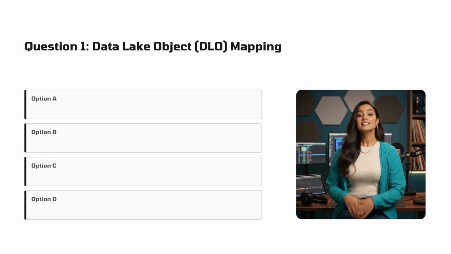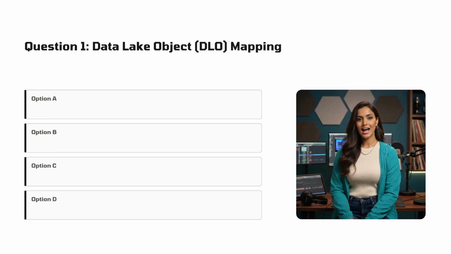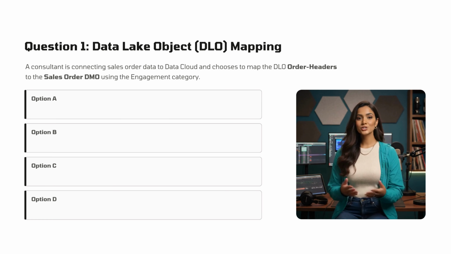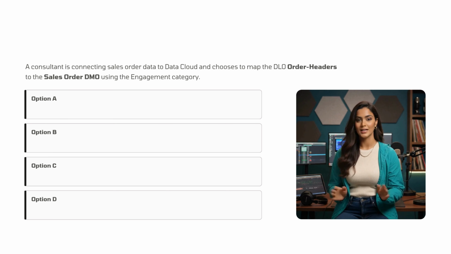Question 1. Let's start with a question on Data Lake Object (DLO) mapping. A consultant is connecting sales order data to Data Cloud and wants to decide between profile, engagement, or other categories for mapping. They choose to map the DLO called Order Headers to the Sales Order DMO using the engagement category.